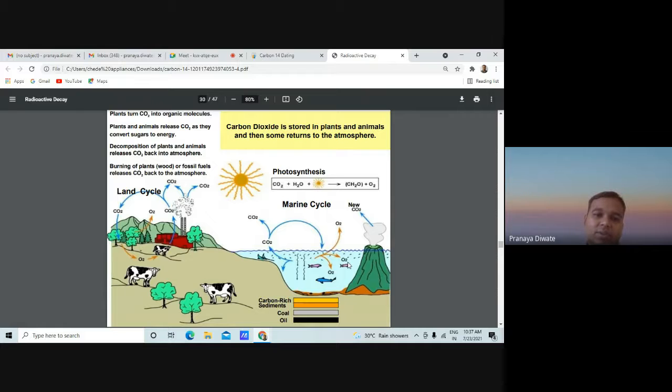In this figure, we can see the complete cycle. The planet turns CO2 into organic molecules. Plants and animals release the CO2 as they convert sugar to energy. Then decomposition of plants and animals releases CO2 back into the atmosphere. Burning of plants or fossil fuels will release CO2 back into the atmosphere.